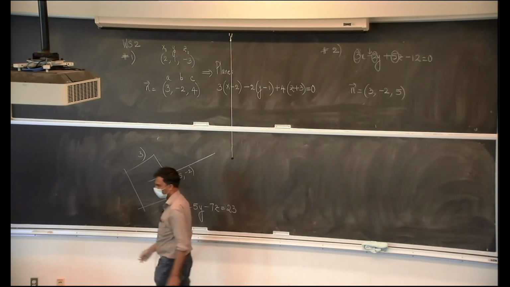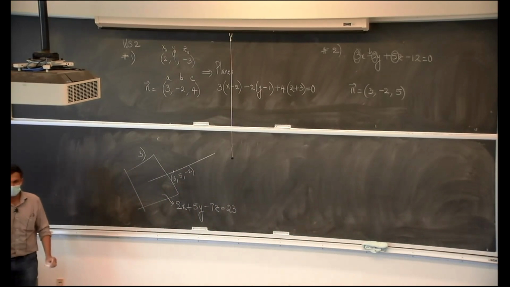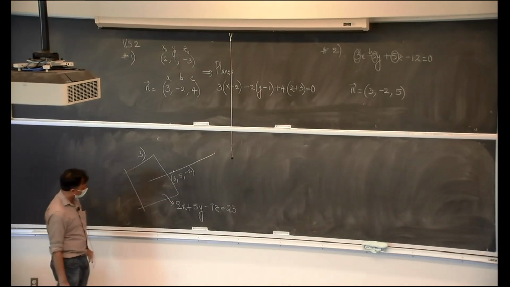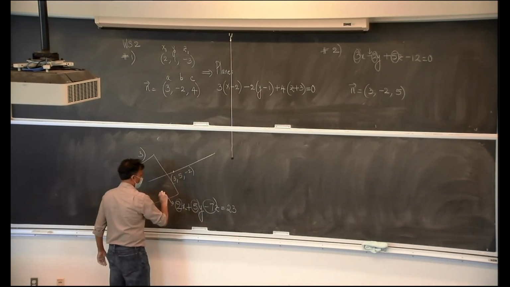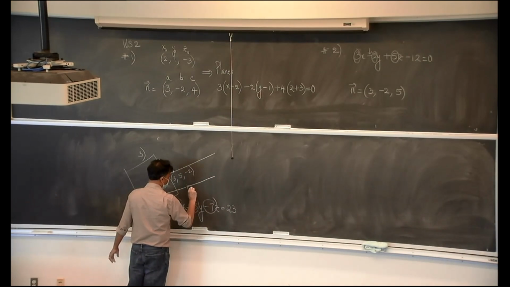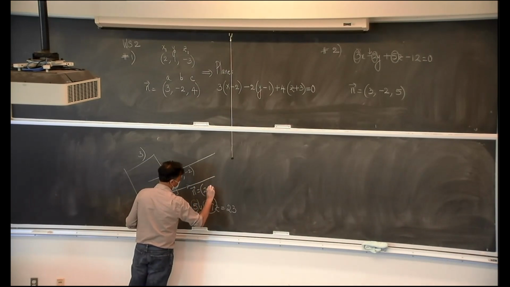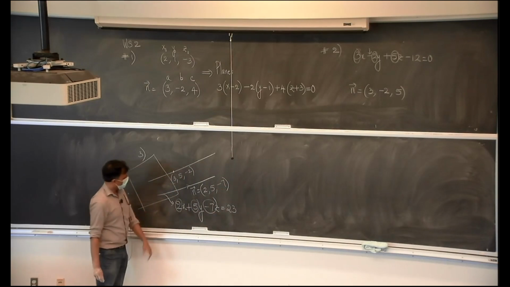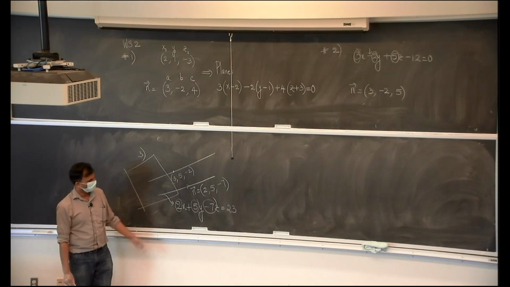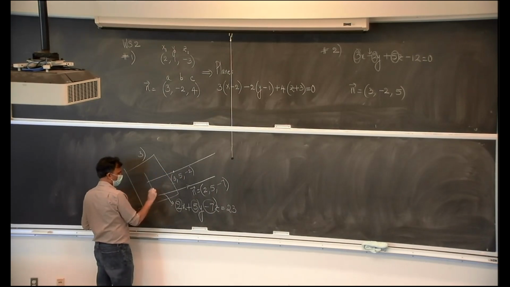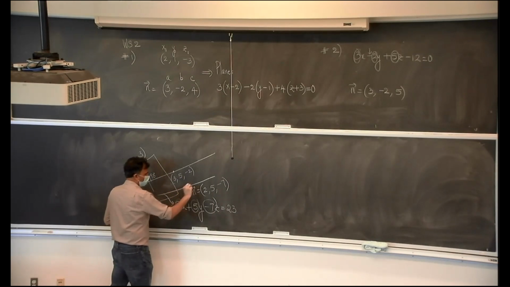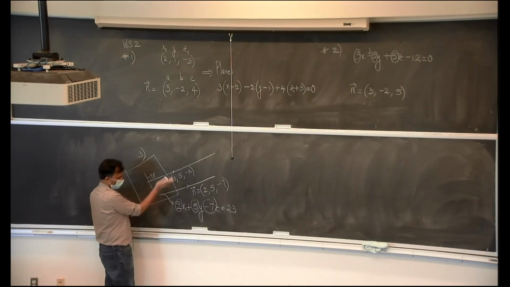All right, let's see who is going to help me here. Anybody want to suggest anything? Yes? You have a vector that is normal to the plane using the coefficients. Yes, the coefficients of these will give you the normal vector to the plane: (2, 5, -7). How does that help us? This line is perpendicular to this plane. So by construction, they are parallel.